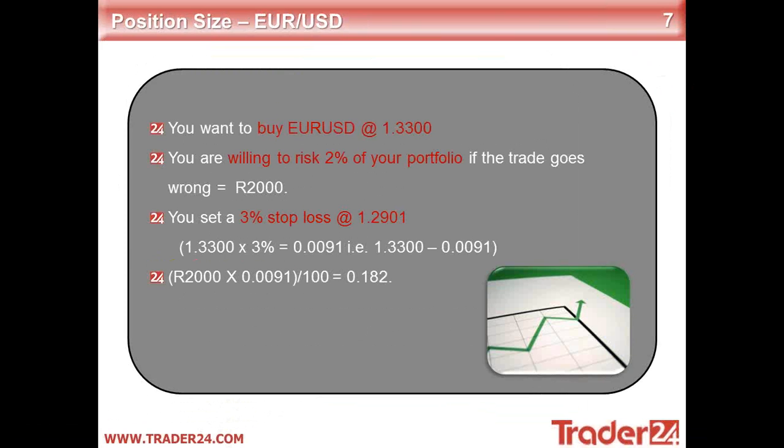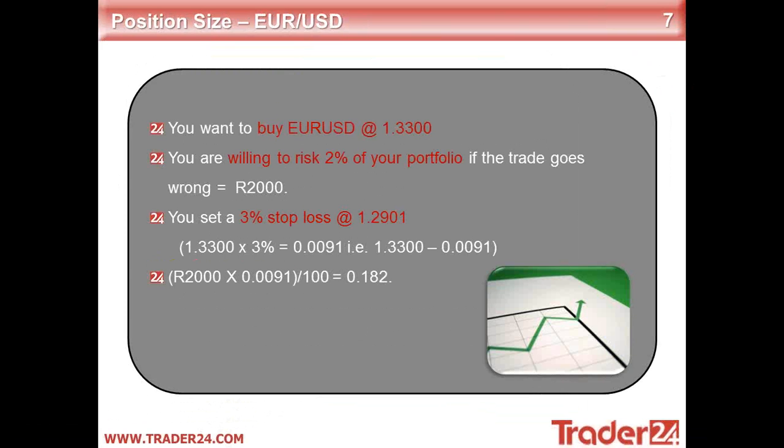I'm only willing to risk 2,000 rand. I multiply it by the amount of pips that I'm willing to risk, divide that by 100, and that'll give me my lot size of, let's just call it 0.20 for the sake of round numbers. But if you want to be precise, it would be 0.182.